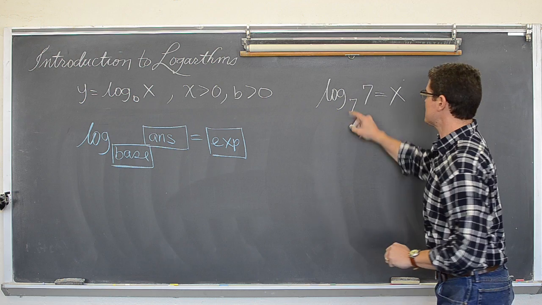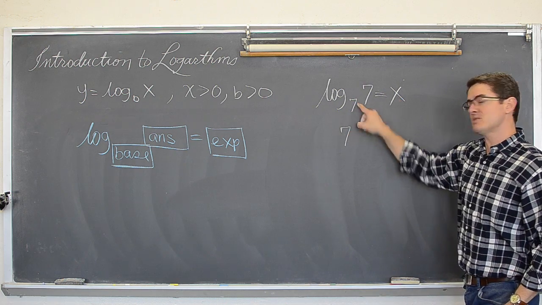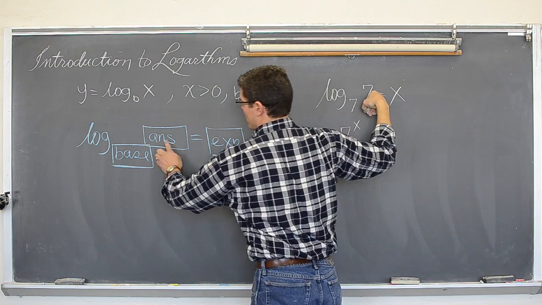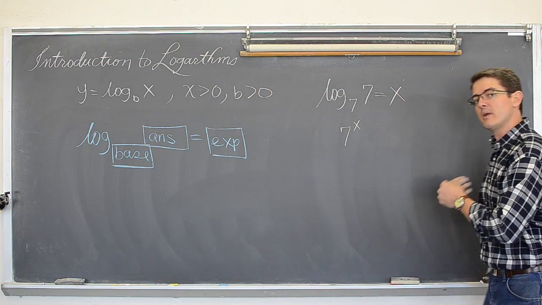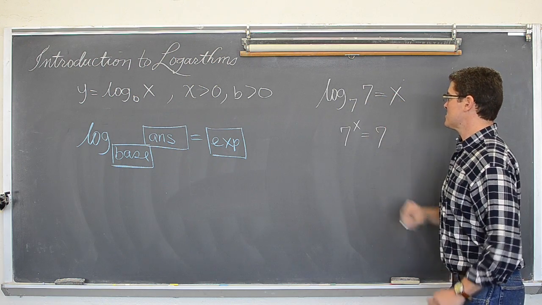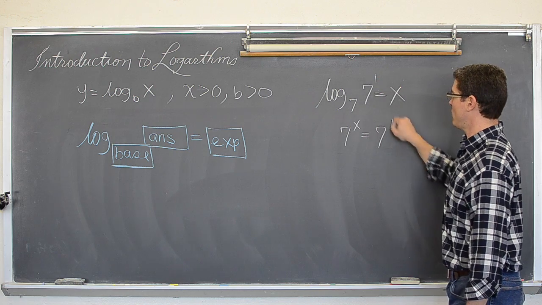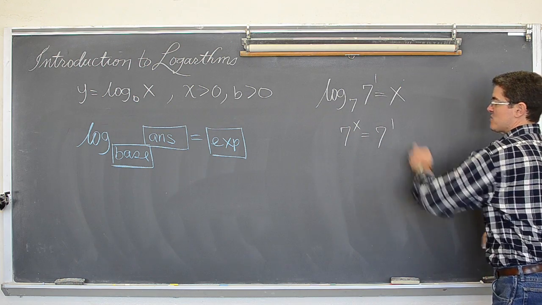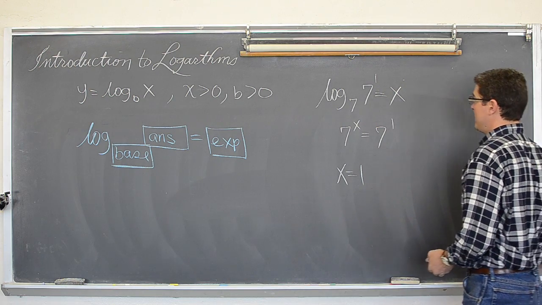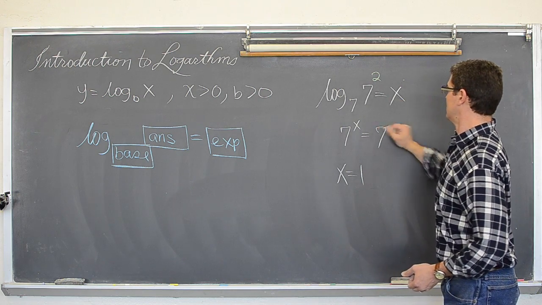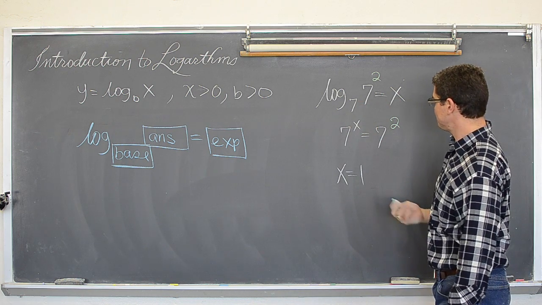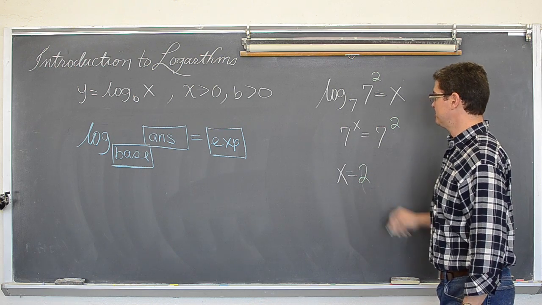Okay, so that's the base. This is going to be the exponent of that base. And then what's the answer? Again, these names are for when you're converting from log function into exponential form. So 7 to the x equals 7. Well, this had an exponent of 1, so 7 to the x equals 7 must be x equals 1. And if that happened to have been 2, well then it would have been 7 to the x equals 7 to the second power, which means x equals 2.